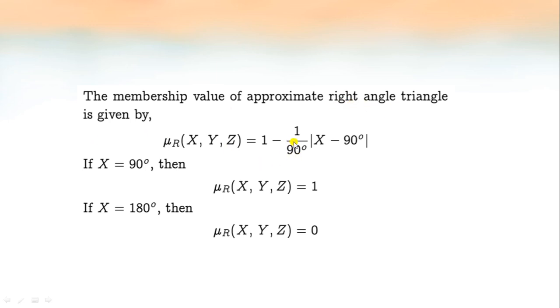Next is the case of a right angled triangle, which is the case of 90 degrees. We can define the membership function as 1 minus 1 by 90 degrees times the modulus of x minus 90 degrees. If x equals 90 degrees, then obviously it is a right angled triangle, so the membership value will be 1. And if it is 180 degrees, it will not be a right angled triangle, so the membership value will be 0.